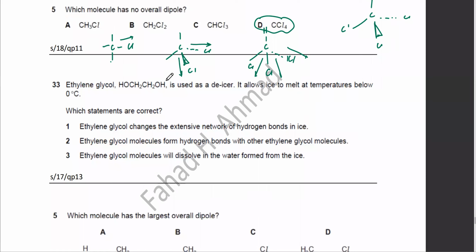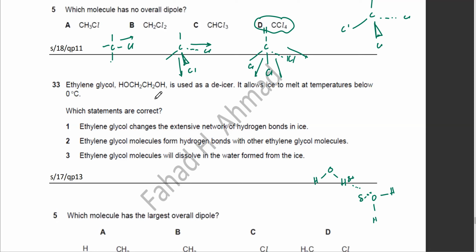Next one is ethylene glycol is used as a de-icer. It allows ice to melt at temperatures below. Which statements are correct? So ethylene glycol changes the extensive network of hydrogen bonds in ice. So you've got ice, and here's a water molecule, and here's another water molecule. Now in ice, the positive H is attracted to the negative. They're attracted to each other, right?